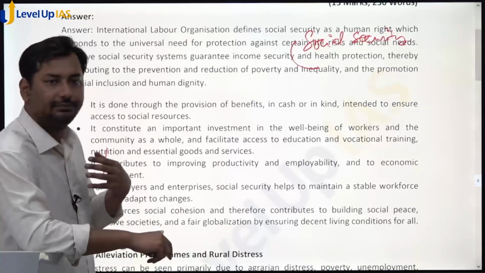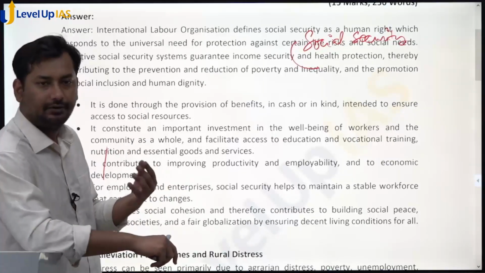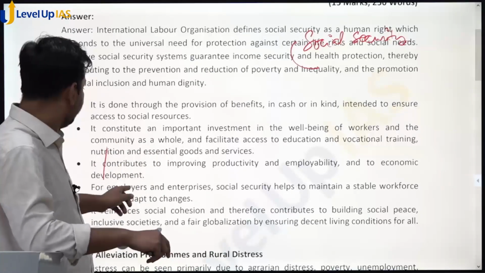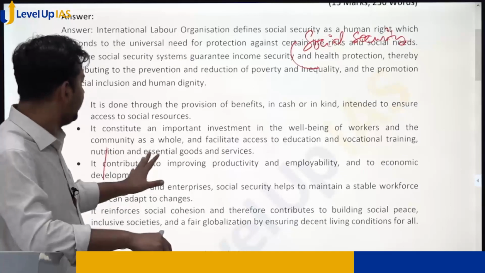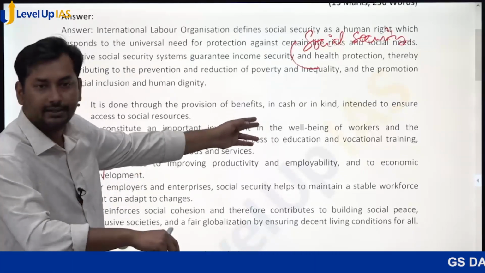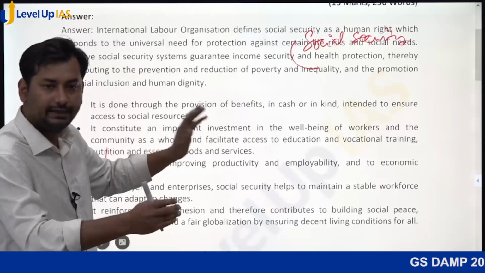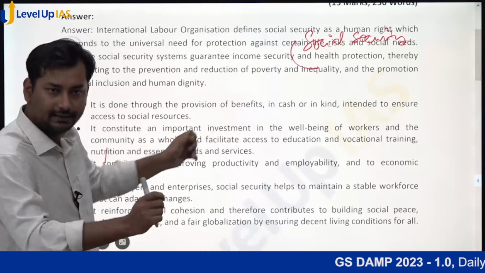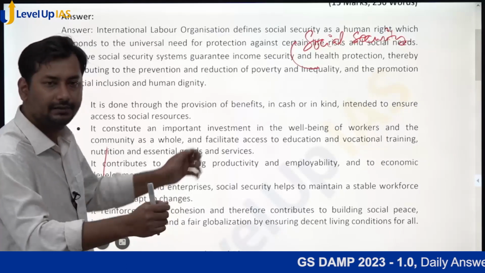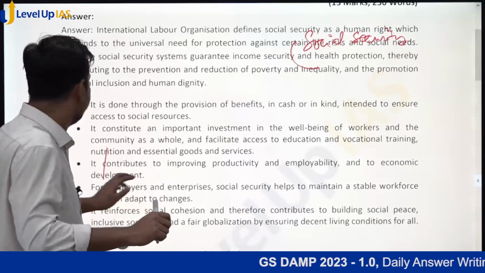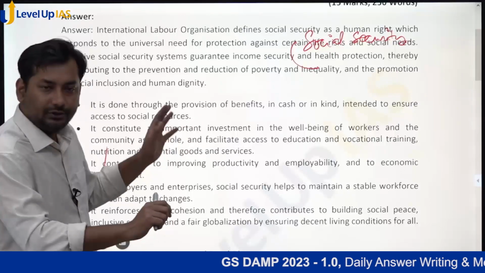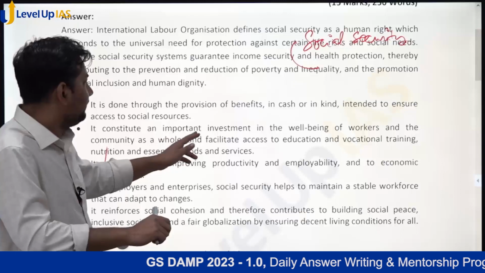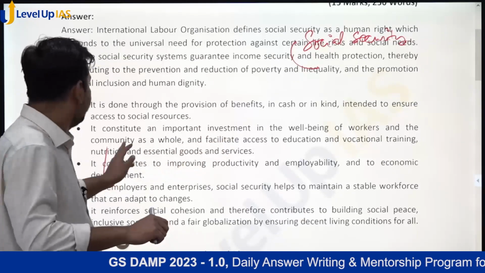How are social security programs implemented, or what is the basis behind social security programs? There are 4 or 5 features about social security, like provision of benefits in cash or kind. If food grains are given, it's social security given in kind, and when it's given as cash through direct benefit transfer, that's also a part of social security. Then the Economic Survey says it's an important investment in the well-being of workers and the community as a whole.